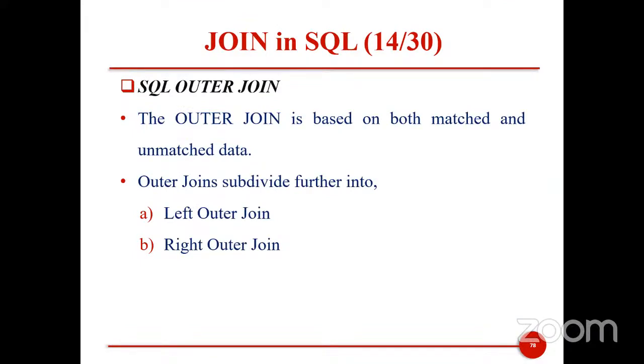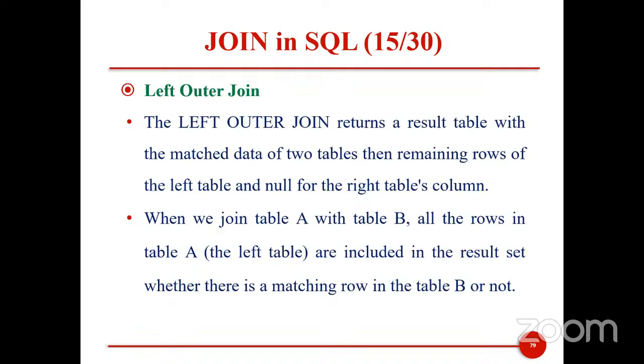The outer join is based on both matched and unmatched data. Outer joins are further subdivided into left outer join and right outer join. The left outer join returns a result table with the matched data of two tables, then the remaining values of the left table and null for the right table. So when we join table A with B, all the rows in table A, the left table, are included in the result set, whether there is a matching row in table B or not.